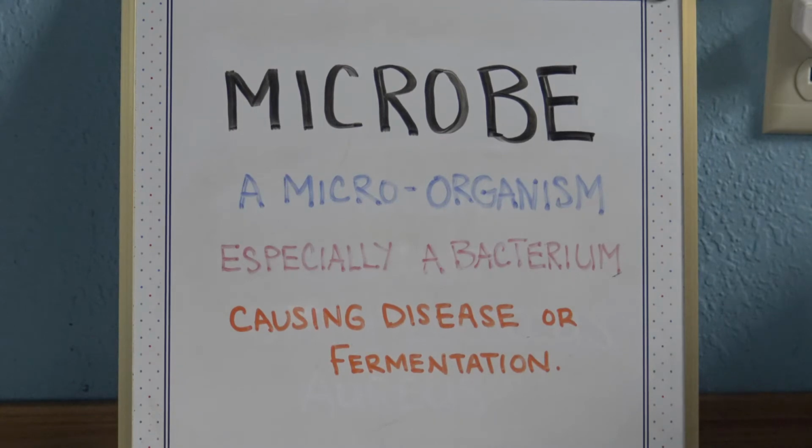Microbe. A microbe is a microorganism, especially a bacterium causing disease or fermentation. A microorganism or a microbe is an organism which is microscopic, meaning so small that people cannot see them with the naked eye. The study of microorganisms is called microbiology. Microorganisms include bacteria, fungi, archaea, protozoa, viruses, and are among the earliest known life forms. So microorganism is a microbe.